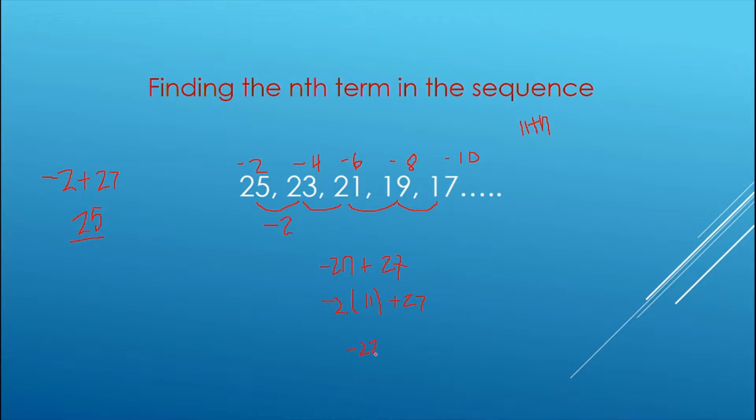And negative 22 plus 27, as what we can see, this one is unlike sign. Unlike sign means subtract, copy the sign of the bigger number. So 27 minus 22 is 5, and the bigger number between the two is 27, and the sign of 27 is positive. So for our final answer, we have 5. So in this sequence, the 11th term is 5. Okay, so that is how we find the nth term if the sequence is decreasing.